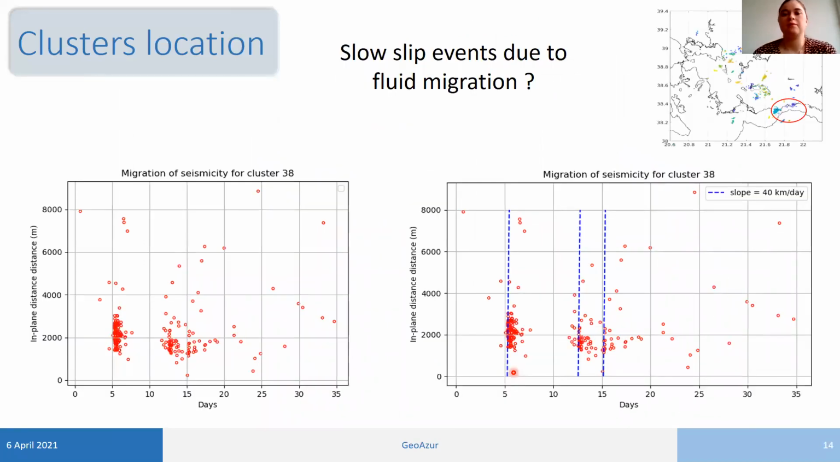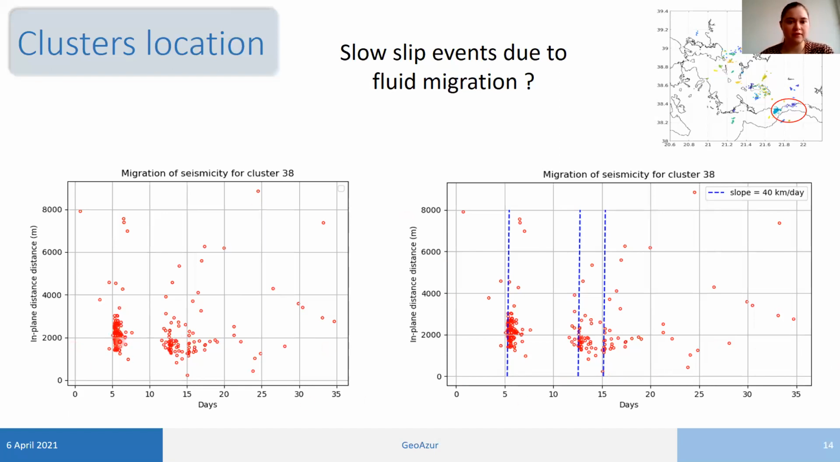That was for cluster geometry, but we also take a look at the timeline, and we detect for some clusters a particular velocity regime. An example is one cluster located around the Patras Gulf region, in the red circle on the maps. It's here. The plots are the in-plane distance in meters as a function of time in days. To the left you have the data, and to the right the interpretation. The starting point is the first event detected in time, and the distance is calculated relative to this first point.